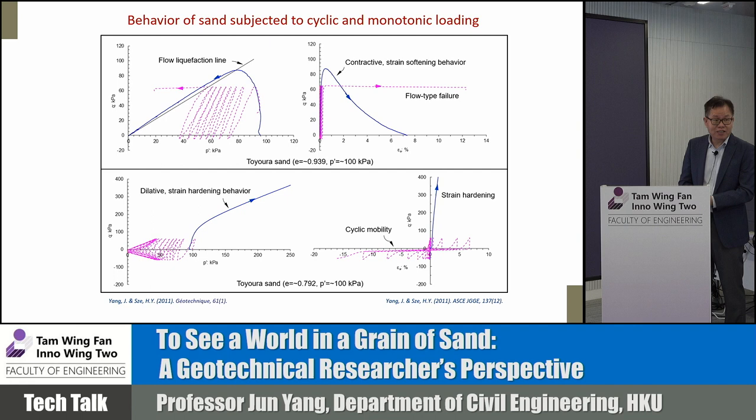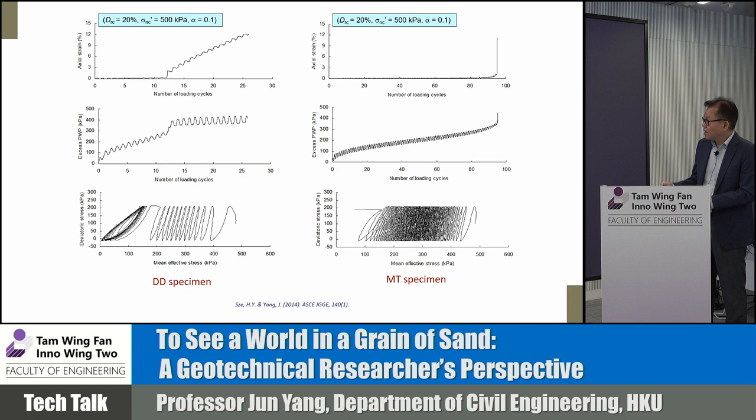Nevertheless, the behavior of sand can be much more complicated than this. Here I show you the test results of two sand specimens. One is called the MT specimen, and one is called the DD specimen. Both specimens are consolidated to almost the same state, including the density or void ratio, and then subjected to almost the same cyclic loading condition. But they have a quite different response. For the MT specimen, the response is flow type, as you can see here, characterized by rapid, abrupt deformation at loading cycle 95.